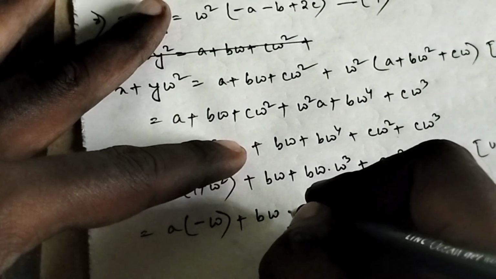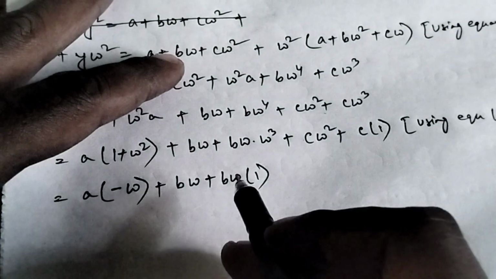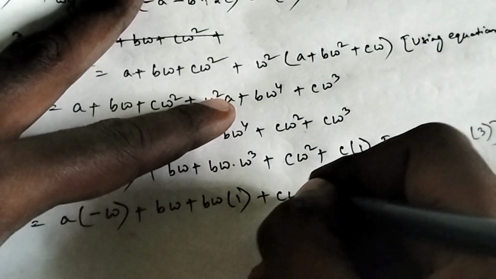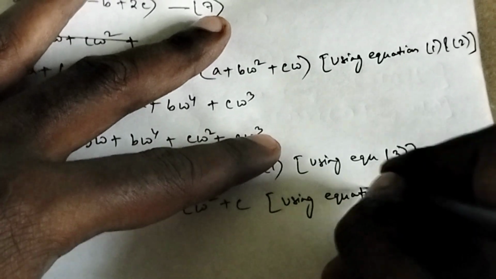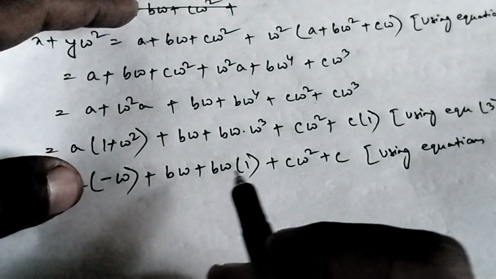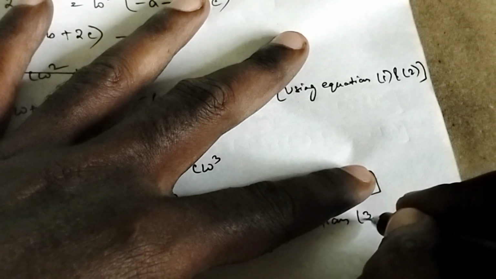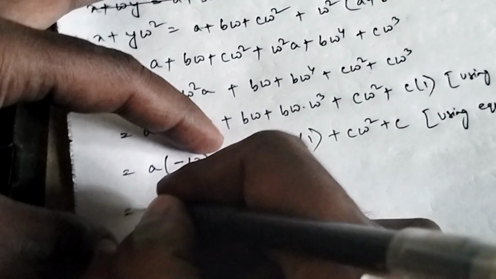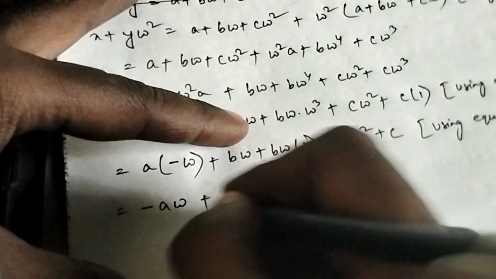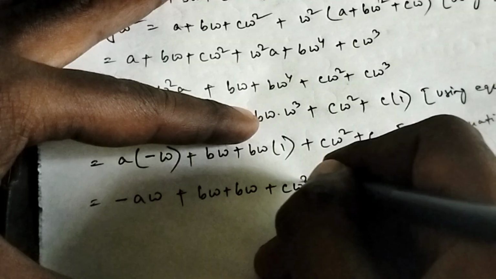Plus b omega into 1. This is using equation 3, plus c omega square plus c. Here also you have to write using equations. Here we have used two equations. This we got using equation 3, this we got using equation 4. So using equations 3 and 4, now minus a omega plus b omega plus b omega plus c omega square plus c.